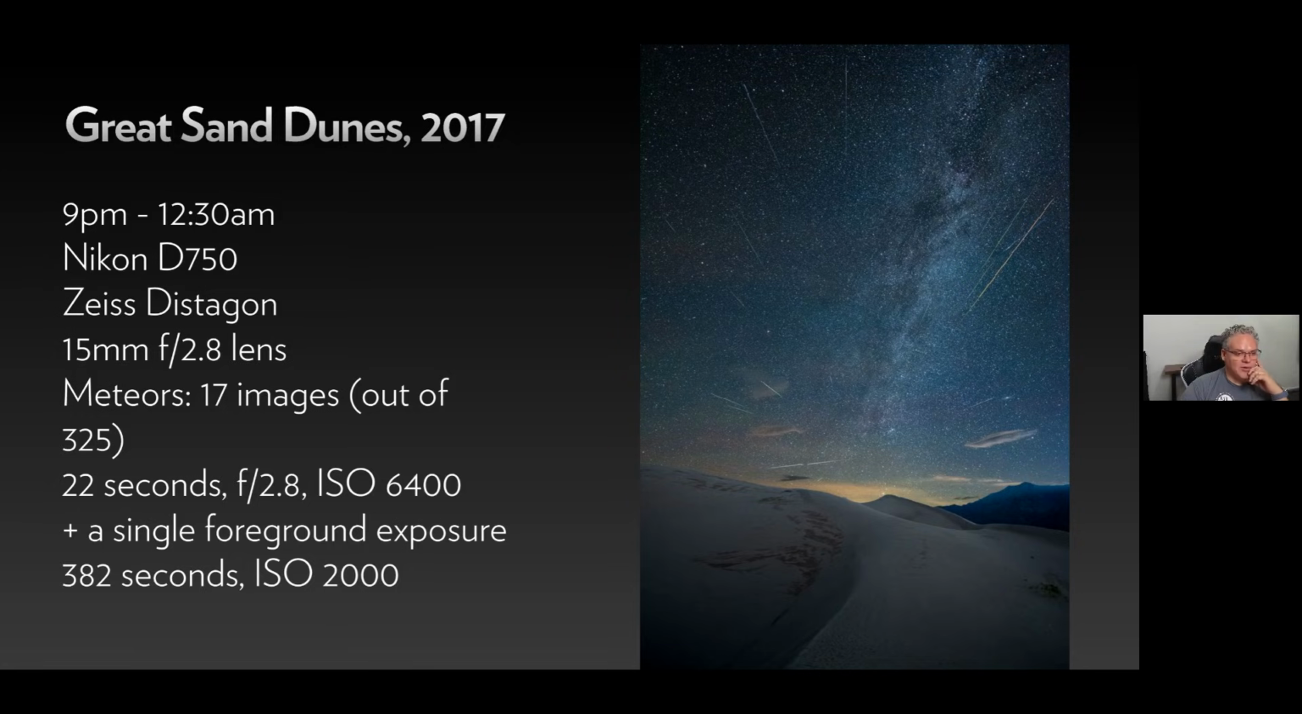But I had a single foreground image also. I waited for moonrise, which happened over to the right-hand side because I'm facing north. And that was 382 seconds long at ISO 2000. So a really nice, beautiful foreground of the Great Sand Dunes with the moonrise.